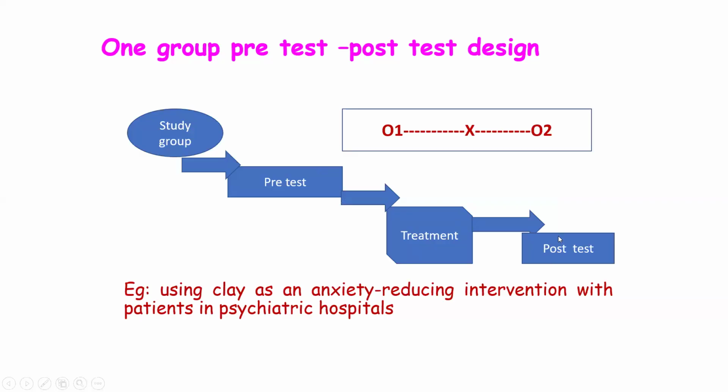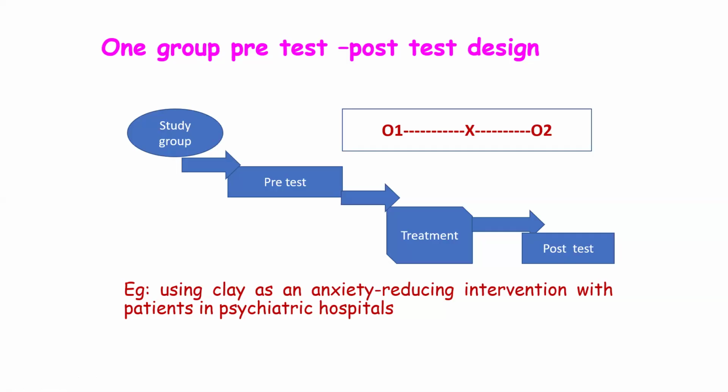For example, using clay as an anxiety reducing intervention. So using clay is the treatment intervention. The main thing is to pre-test how the anxiety level is, and after the treatment, how the anxiety level is, in a psychiatric hospital. This is the one group pre-test and post-test design, where you do not have a random allocation or random assignment. Randomization is not carried out, and the control group is also not there. Only with the study group can we do it.